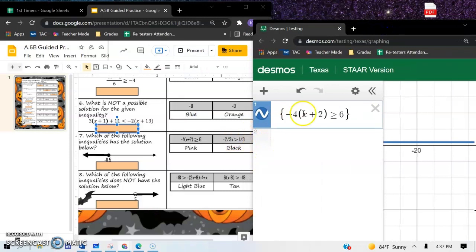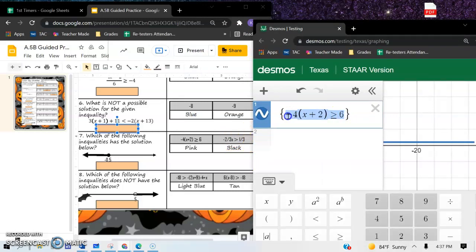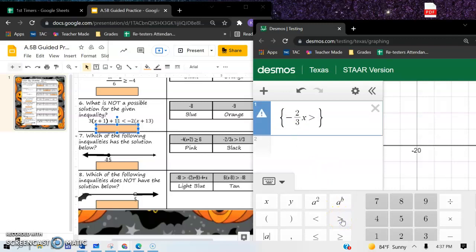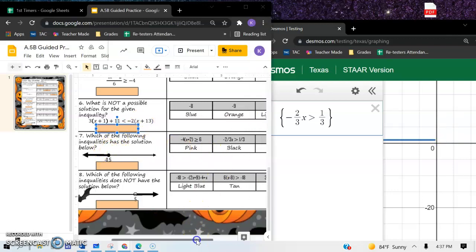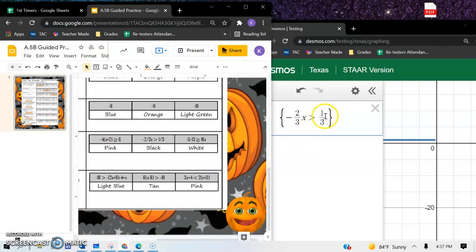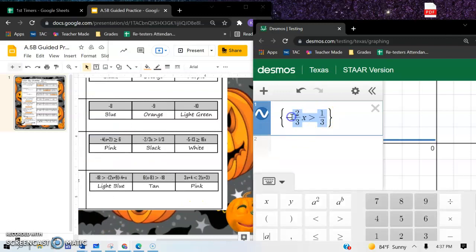Let's go on to this one over here, which is negative 2 divided by 3 x is greater than 1 divided by 3. Let's check, okay, again, this one is going to the left. Let's go to the very end point. It does have a negative 0.5, but look at the circle. This one is open and this one is closed. So it has to be the last one. Let's try that one out.